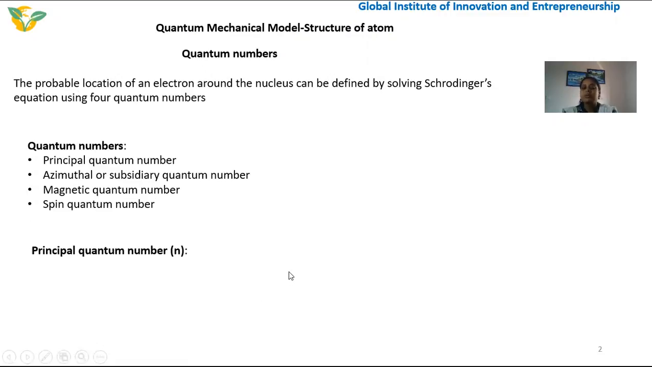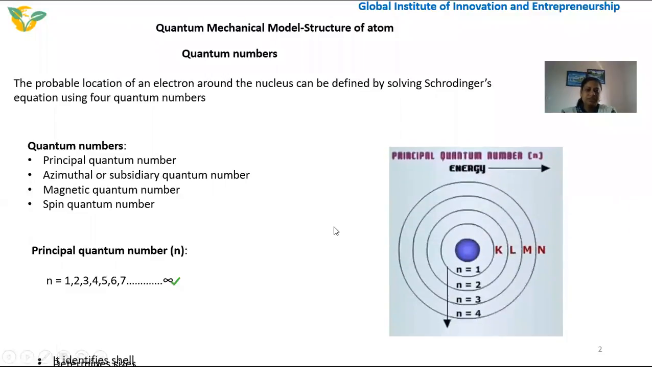The principal quantum number was given by the scientist Niels Bohr. It is denoted by small n and the value of n is any positive integer, that is 1, 2, 3, 4, 5, 6, 7 up to infinity. The principal quantum number represents the energy level or shell. It determines the size as well as the energy of the orbital.